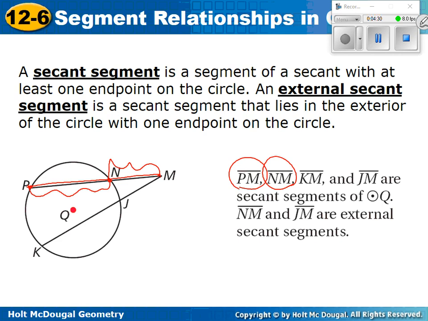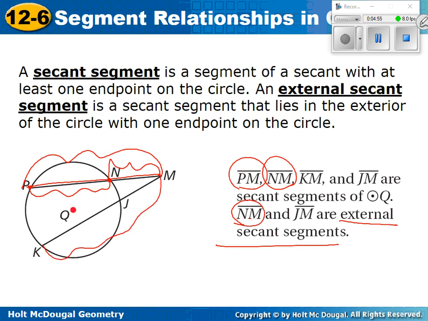One of those 2 secant segments, PM or NM, is called an external secant segment. Which one do you think is the external secant segment? NM, the one outside the circle. So NM is going to be the external secant segment. NM and PM are both secant segments. Does that make sense? Same thing on this other one.